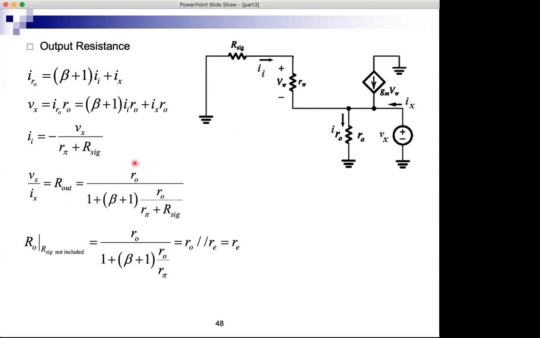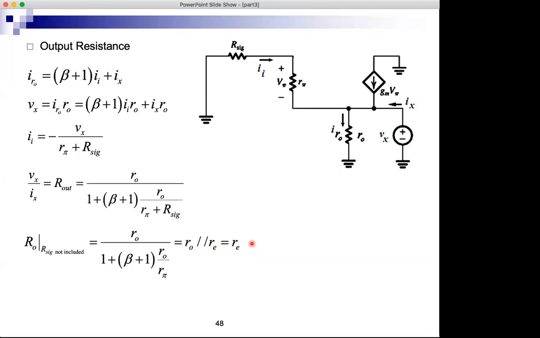To find RO, I can repeat the analysis, but set Vi to 0 here. Or I can use this equation and say, well, if I set Vi to 0, this is equivalent to saying that R sig is 0. And I get this expression, which is RO in parallel with R pi divided by beta plus 1, which is small re. And because RO is much, much bigger than re, then when we calculate the output resistance as RO parallel re, we can say that this is simply small re, and the error will be extremely small.